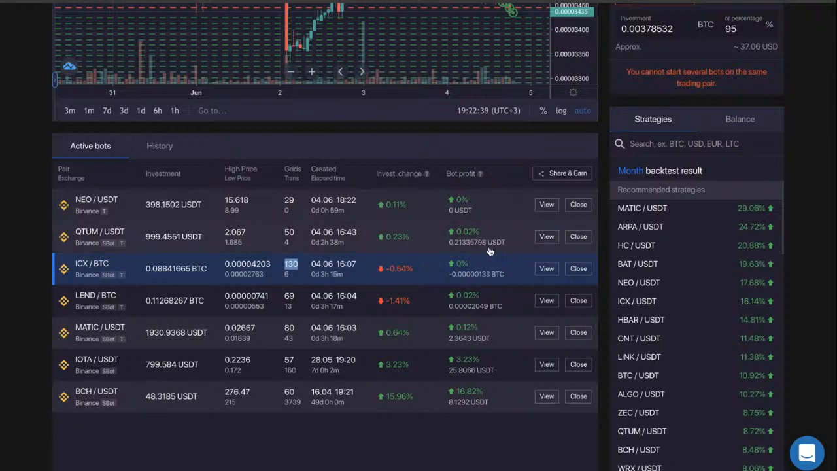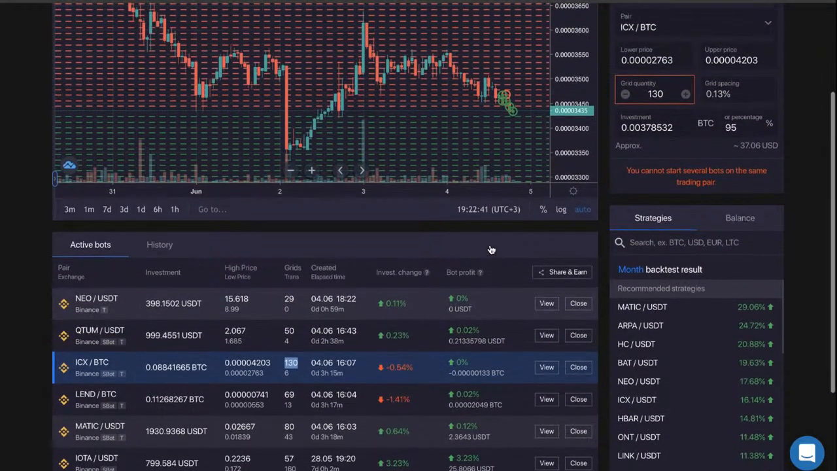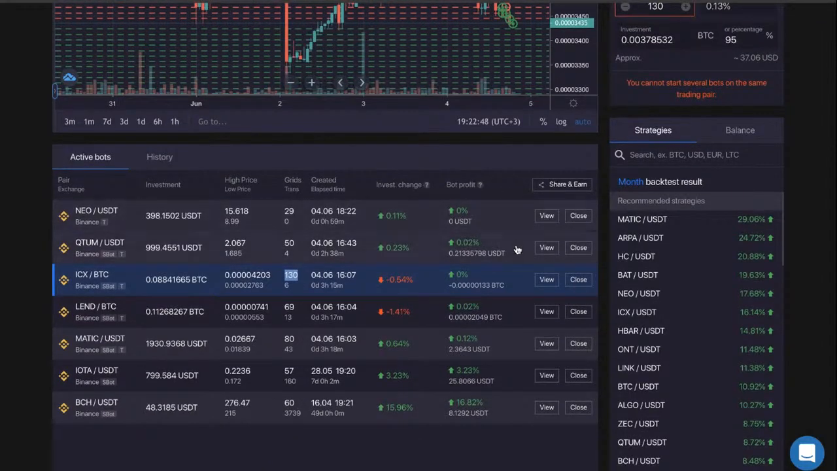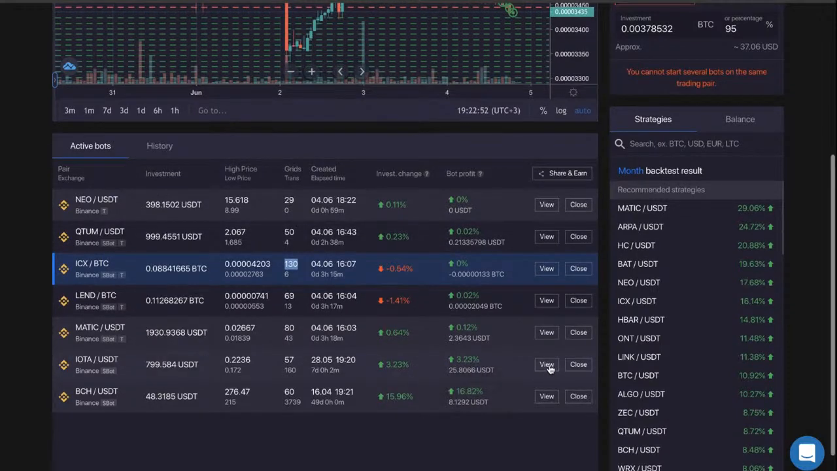The bot profit stands for the pure profit generated only by the bot. So each time it bought low and sold high, all right? And most importantly, this profit here, let's click on the view button.